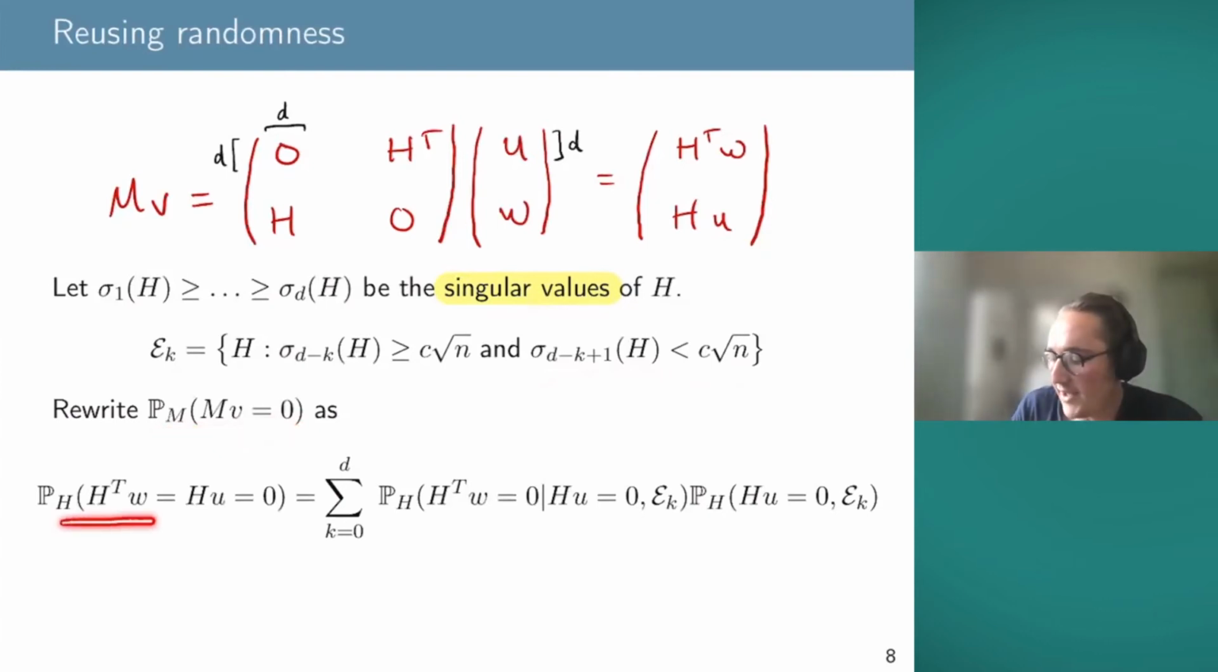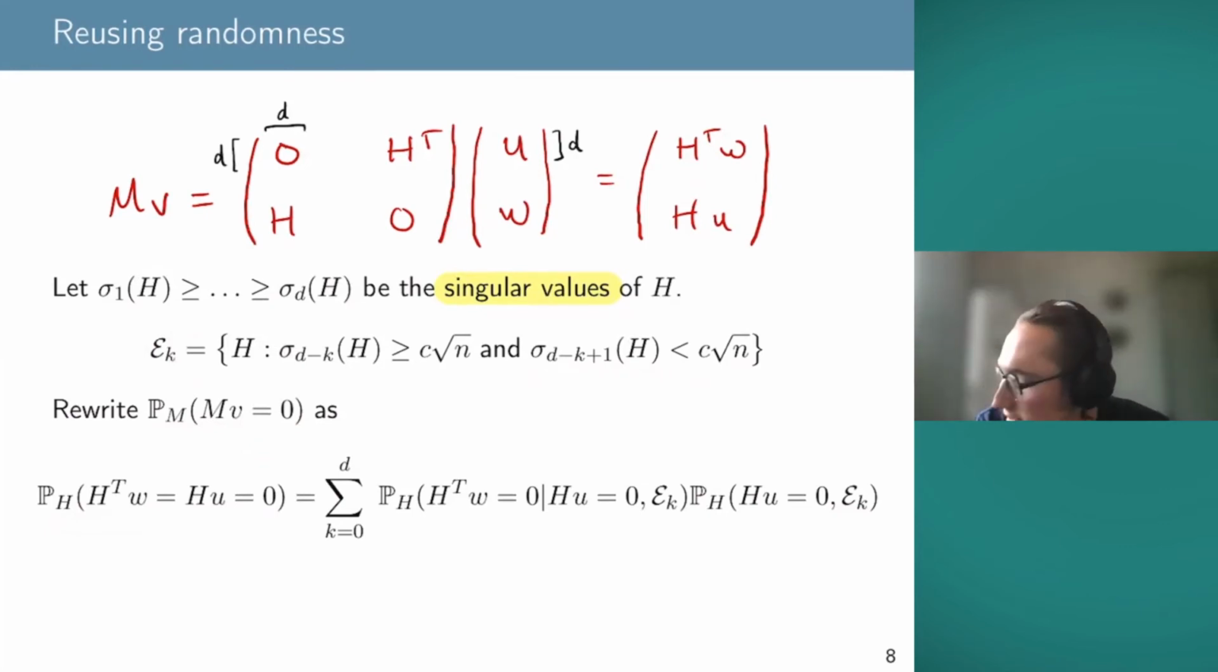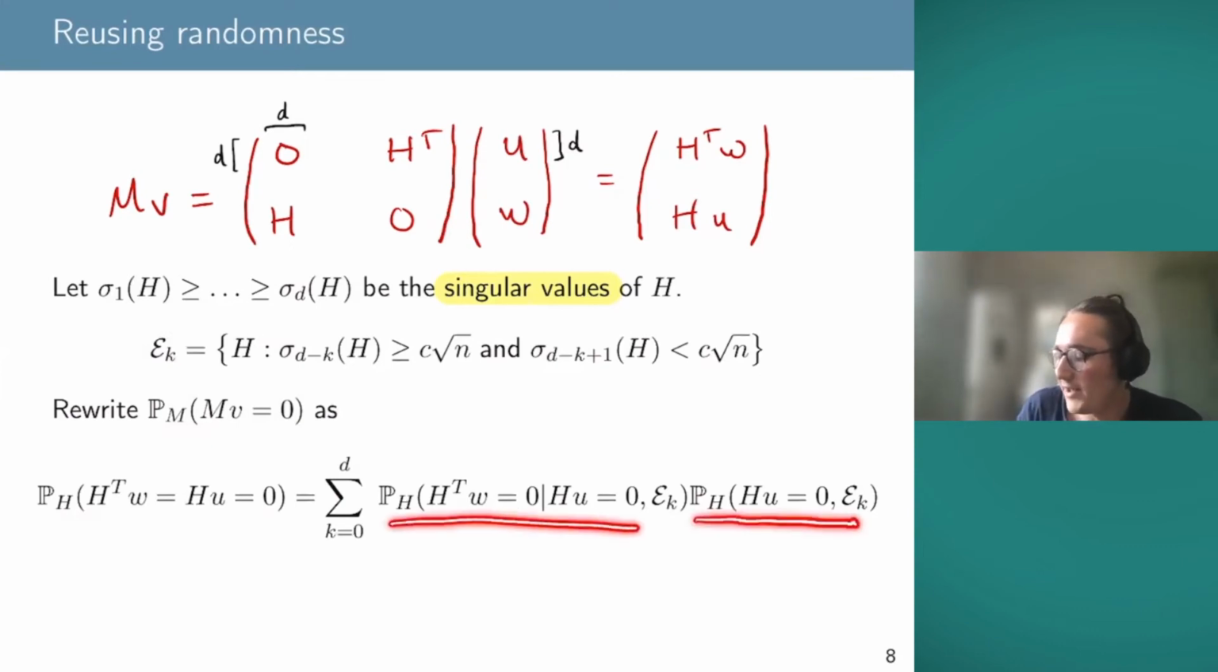Well, first, trivially, it's just the probability that both H transpose W and HU are 0. And now these events, E_K, split up my probability space. So let me just partition this probability according to E_K, conditioning successively on E_K, depending on which E_K occurs. And it turns out there's going to be a nice trade-off between these two probabilities. So K being large is going to make this probability much smaller, or it's going to make this probability much larger.